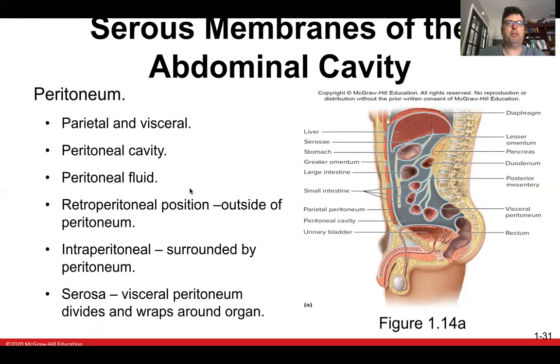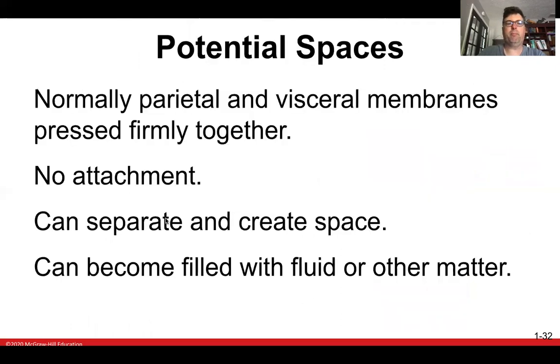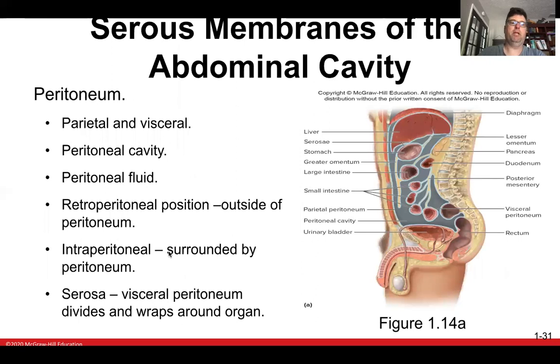There's some terminology that describes an organ's position relative to the peritoneum. If it's retroperitoneal, like your kidneys, they are going to be outside the peritoneum. Intraperitoneal means surrounded by peritoneum. And serosa is another name for the visceral peritoneum that divides and wraps around an organ. So that's the visceral portion of the peritoneum.